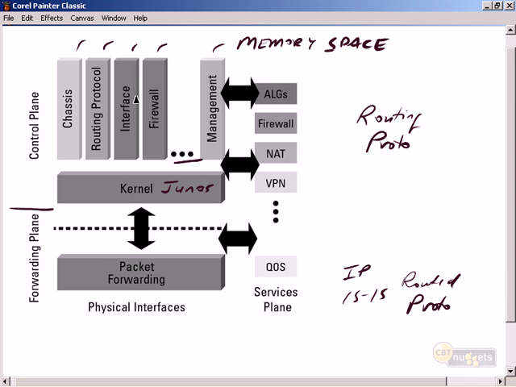other services. And you can see that we have things that rely upon the forwarding plane and the control plane: application layer gateways, firewall features, network address translation, virtual private networking features. These all operate in the control plane, whereas quality of service is going to be dealing down here in the service plane, with packets that come from the packet forwarding engine of the forwarding plane. And of course, supporting all of this are the physical interfaces of our device.